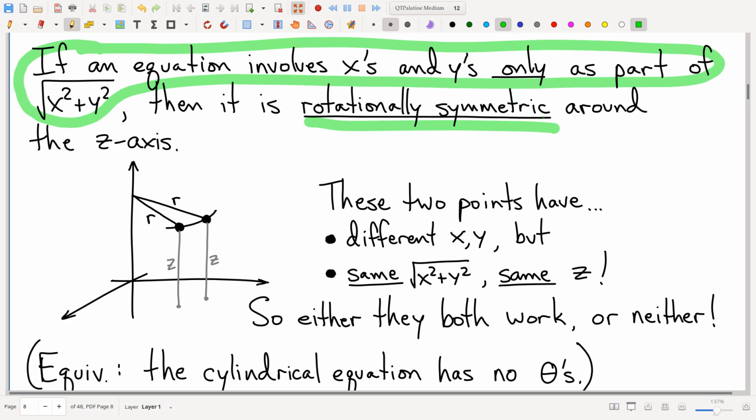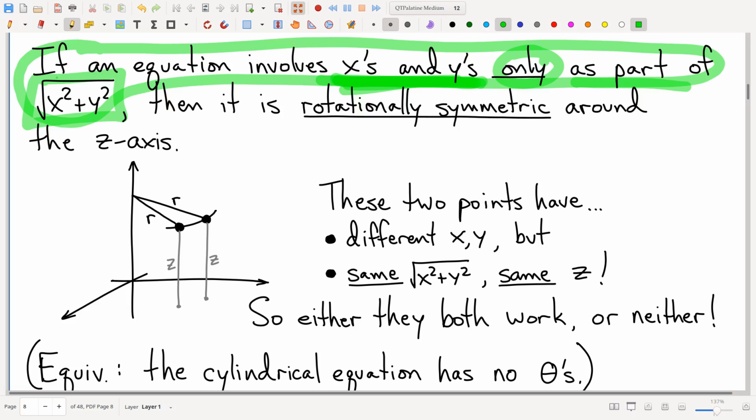And the condition, just to be explicit, is that in the equation, x's and y's can appear only as part of this expression: square root of x squared plus y squared. So as long as the equation has the feature that x and y appear only in that form, there's no sine x anywhere in the equation, there's no e to the x plus y anywhere in the equation, if x and y appear only in that form, then it's rotationally symmetric. Powerful geometric conclusion.